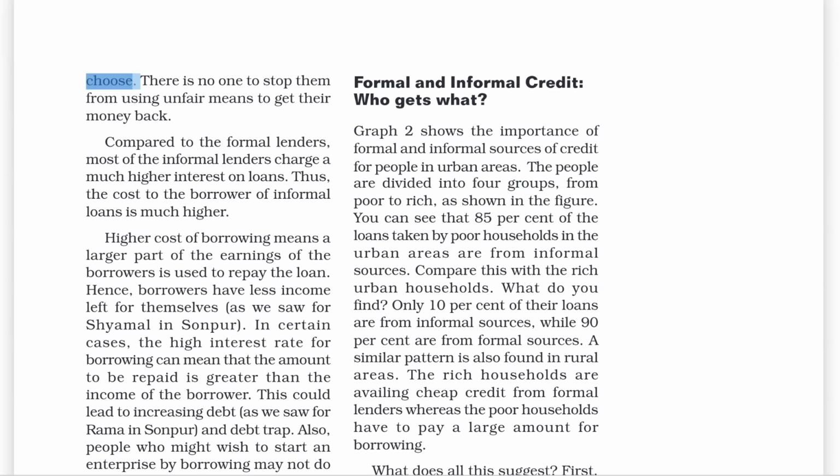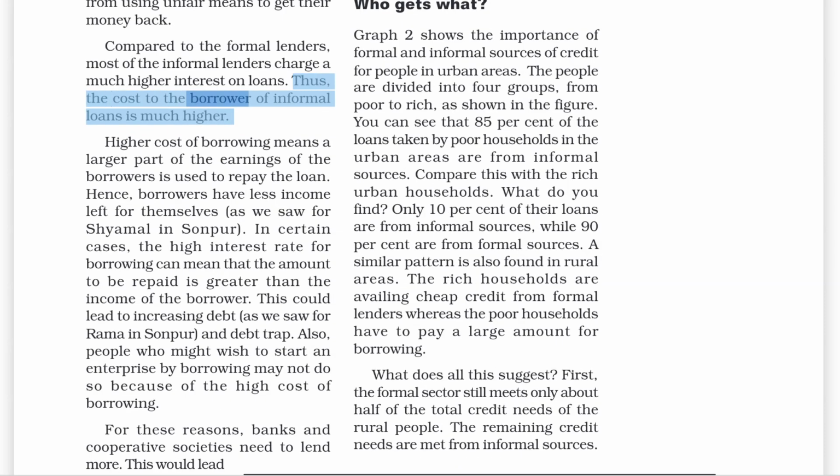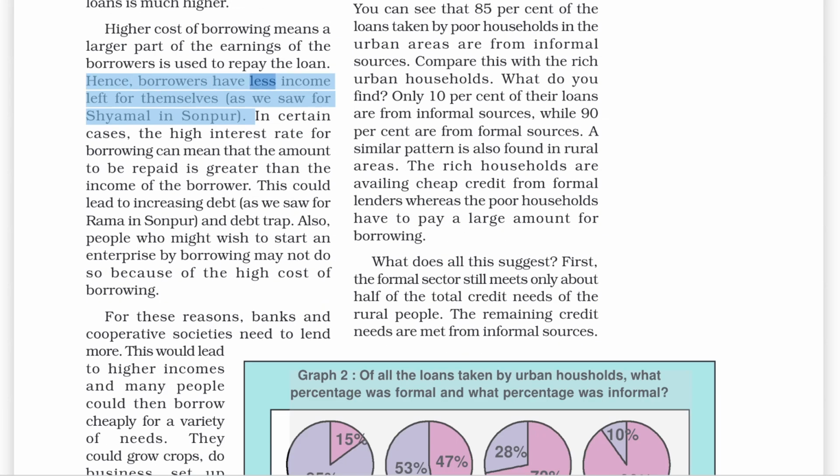There is no one to stop them from using unfair means to get their money back. Compared to the formal lenders, most of the informal lenders charge a much higher interest on loans. Thus, the cost to the borrower of informal loans is much higher. Higher cost of borrowing means a larger part of the earnings of the borrowers is used to repay the loan. Hence, borrowers have less income left for themselves, as we saw for Shyamal in Sampur.